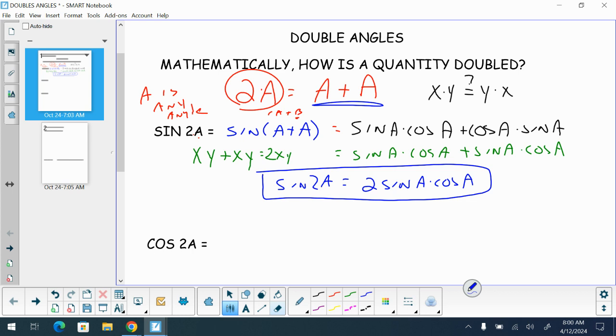So your sine of a double angle can be calculated as 2 sine of A times the cosine of A. Once again, nothing big to add to your sheet.